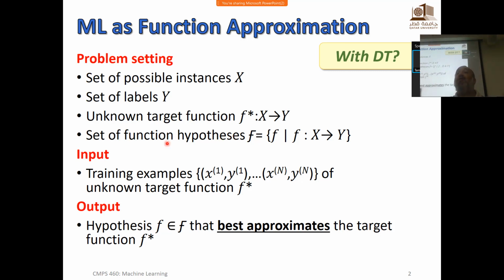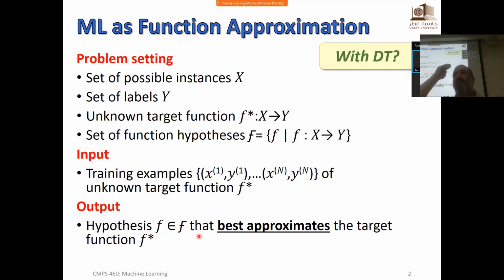In general, they are functions, but the function in decision trees is represented as a decision tree. So the space of all possible solutions or all possible models in decision trees is the space of all possible decision trees that we can learn. Okay, and the one that we get as an output is the one that we get using the learning algorithm. Okay, is that clear?